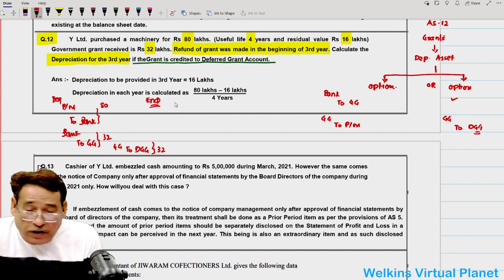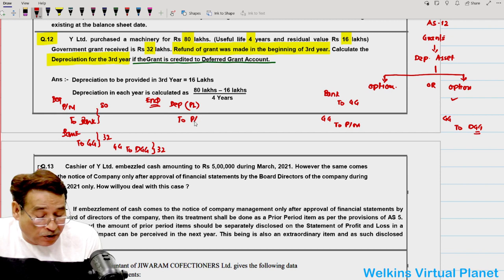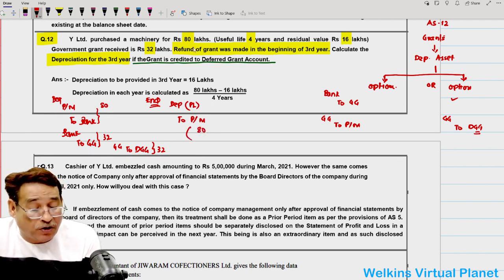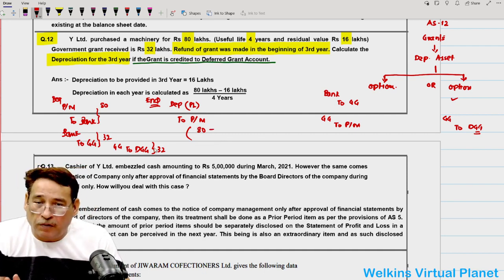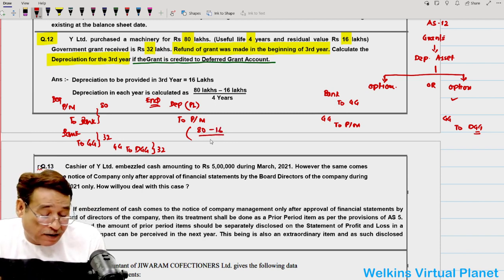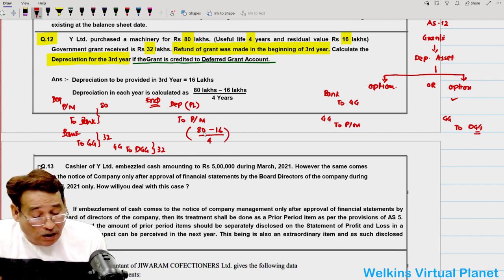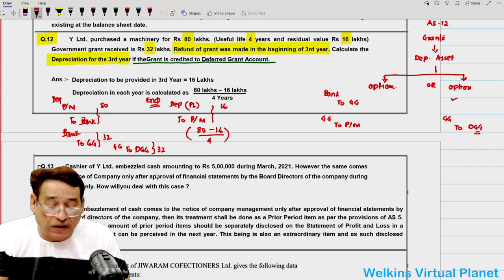At the end of the first year, I will have to provide the depreciation. So my entry will be depreciation account debit, ultimately this depreciation will be debited to profit or loss, to plant and machinery account. So what will be the amount of depreciation? 80 lakh is the cost of the machinery. And remember, the amount of grant was not credited to plant and machinery, so your cost will remain at 80 lakh. Residual value is 16 lakh. So 64 divided by 4 is equal to 16 lakh. So depreciation at the end of the first year, you are going to provide 16 lakh.